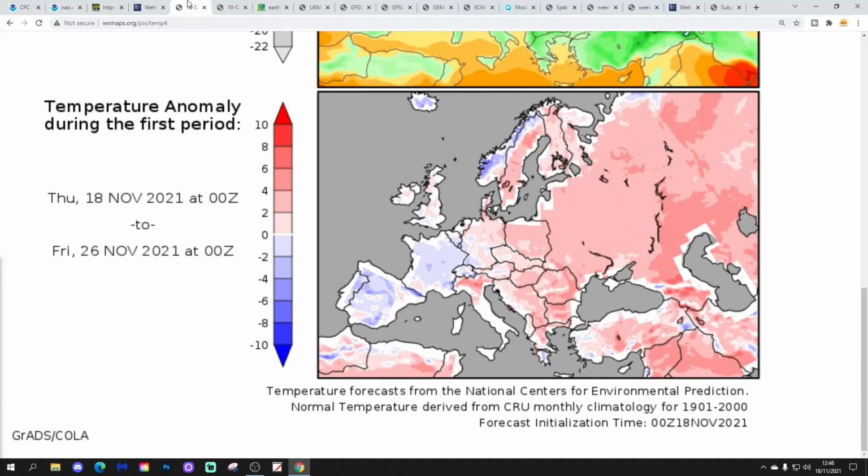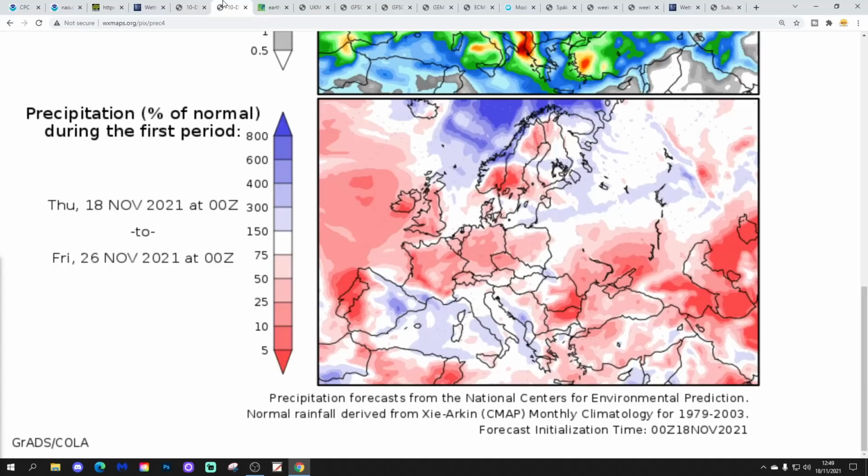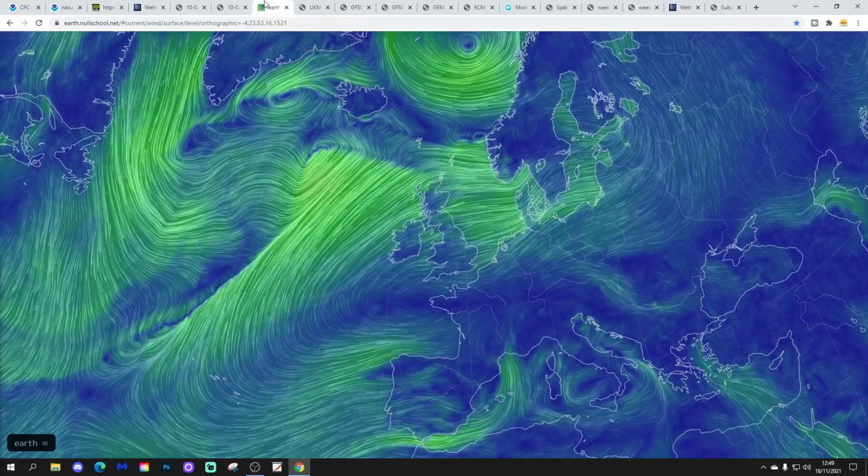Temperature anomalies from the 18th to 26th of November are going to be milder than average in most places, although we are seeing these cooling down now, so still just about hanging on to a milder than average temperature anomaly. But in the far south, actually a little bit below average. And I think we'll see these trending colder over the next day or two. Precipitation anomalies from the 18th to 26th November are still drier than average. But this dry, warm, mild spell we've had on and off throughout the autumn is drawing to a close now.